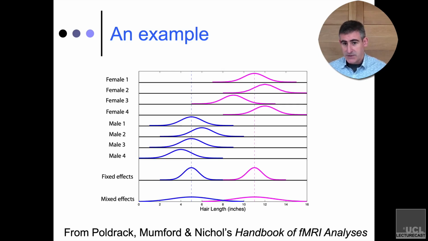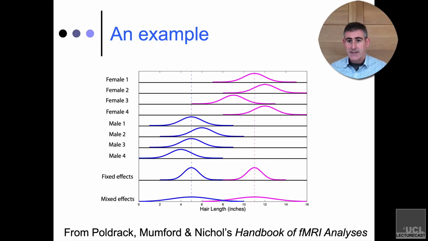If we take that between subject variance into account, then we can look at the mixed effects line, which is the bottom line. Now you can see the means are exactly the same, but the variances are much higher. They're higher because we're taking into account both the within subject variance and the between subject variance. We're taking into account the fact that there's much larger variance across individuals than within individuals. Now those two curves overlap quite considerably, and it's a little harder to tell whether there's a significant difference between men and women's hair lengths just based on this example.